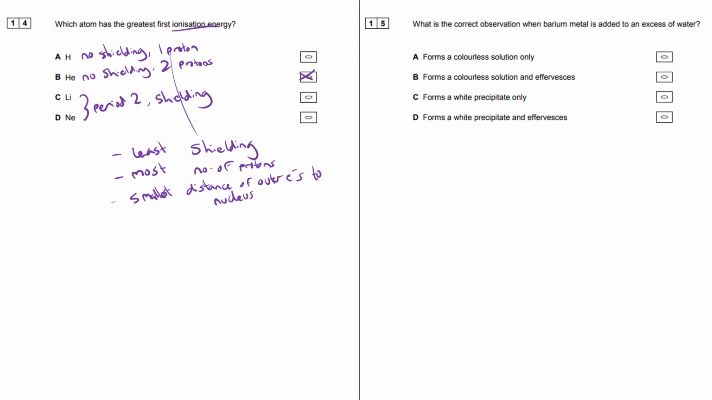Question number 15. What is the correct observation when barium metal is added to an excess of water? So barium, just like the group 1 and group 2 metals, when they're added to water, will form a hydroxide. Group 1 is the alkali metals, group 2 is the alkaline earth metals. So you're going to get barium hydroxide, and you also get hydrogen gas. Anytime you add group 1 or group 2 metals to water, you get the hydroxide and hydrogen gas.